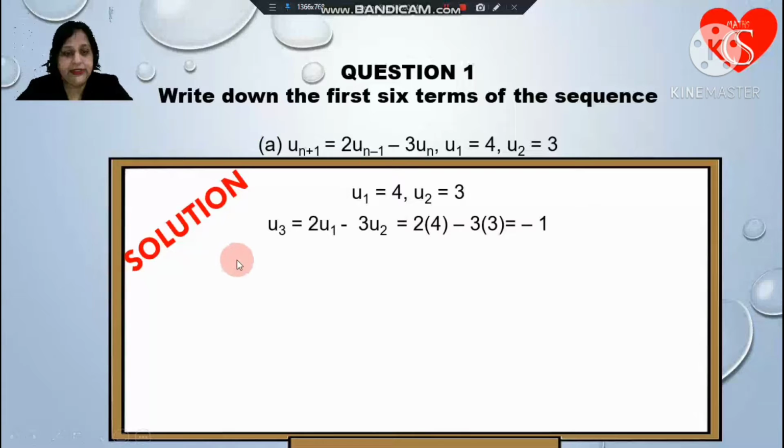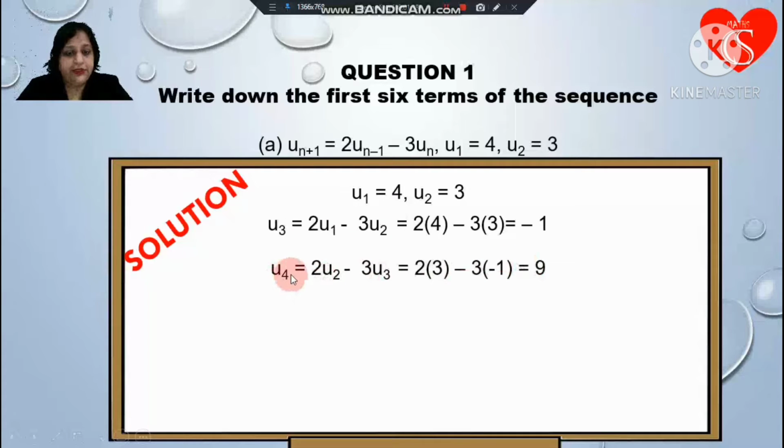As you can see, for the third term, n plus 1 is 3, that means 2 plus 1. So the n that we are referring to for the third term is actually 2. So n minus 1 is 2 minus 1, which will give you 2 multiplied by the first term, minus 3 multiplied by the second term, since the n referred to is 2. Therefore your third term is 2 multiplied by the first term minus 3 multiplied by the second term. Put in the values of the first term and the second term to obtain the third term as negative 1.